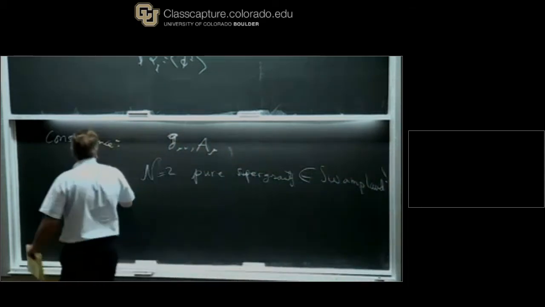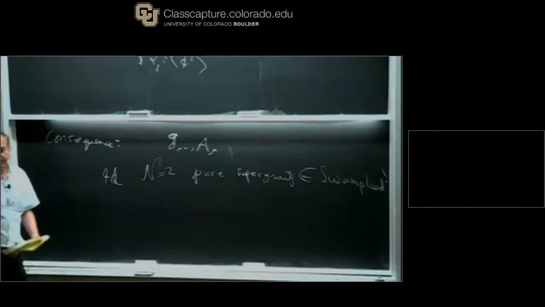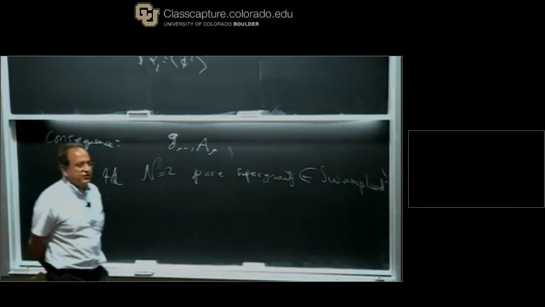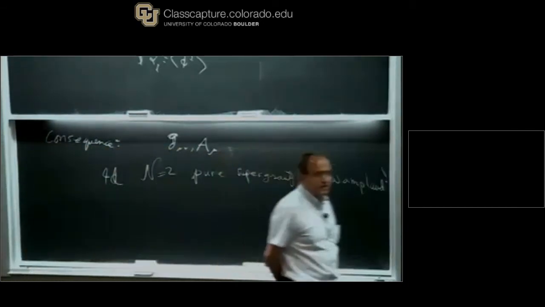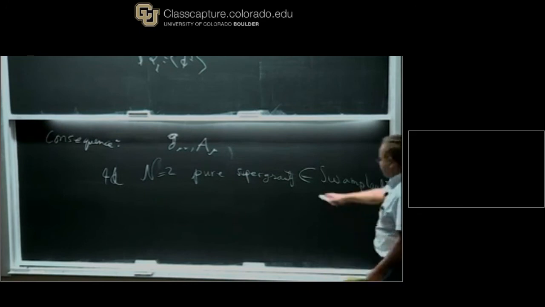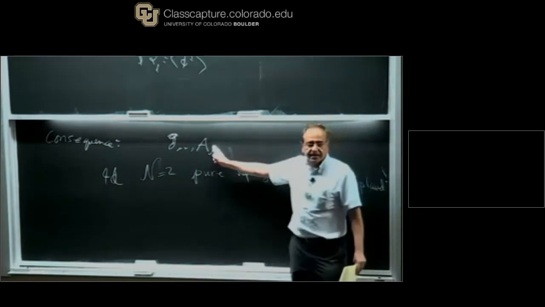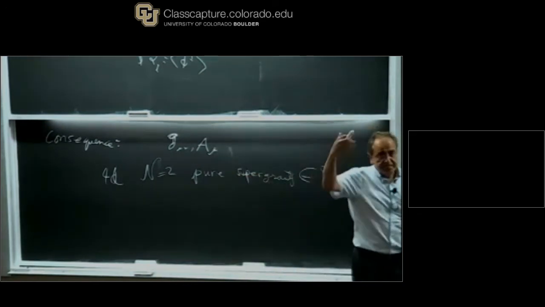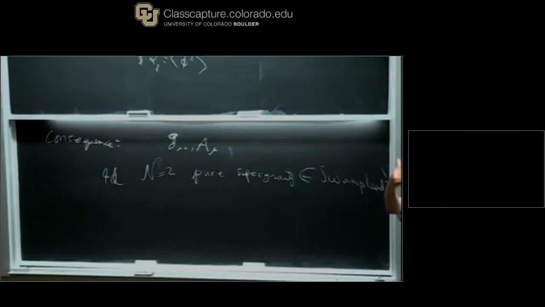Thank you. So just as an example, I claim this implies 4D N equal to 2 supergravity belongs to the Swampland. How does that work? Well, I will give you an argument. Of course, first of all, we should assume, just like in this case, there are massive particles which are electric and magnetically charged. Otherwise, the black hole entropy won't work. So let's assume there are.